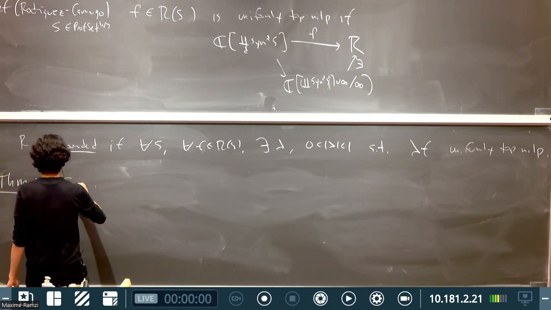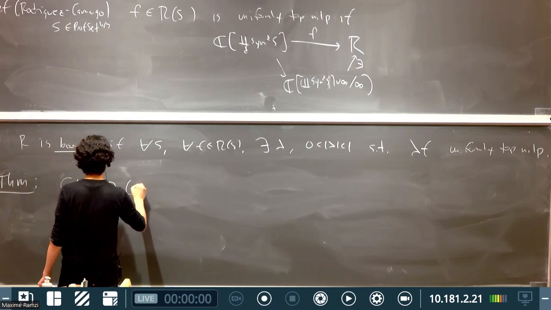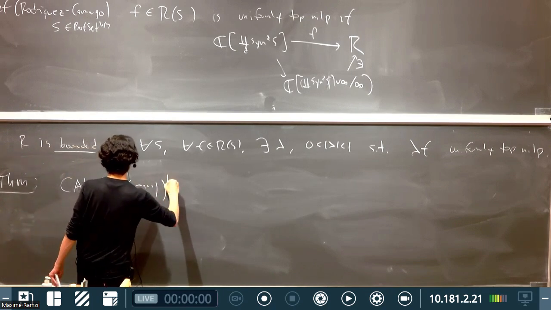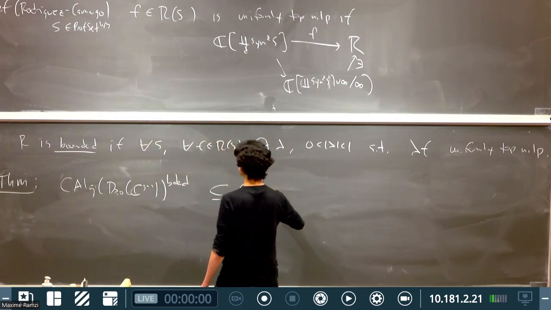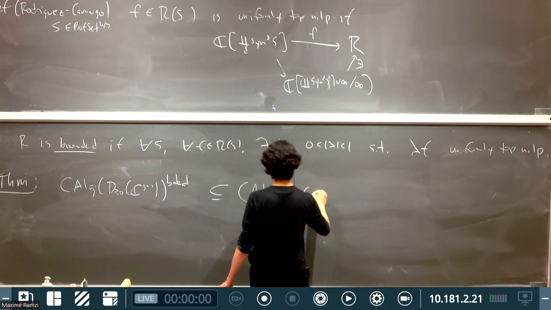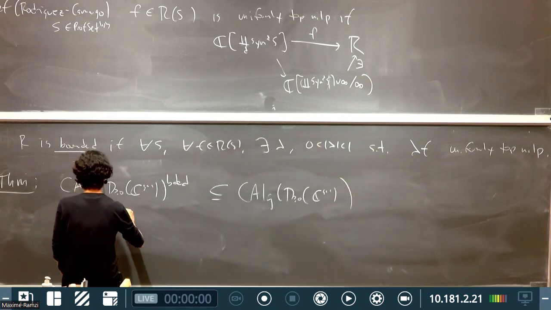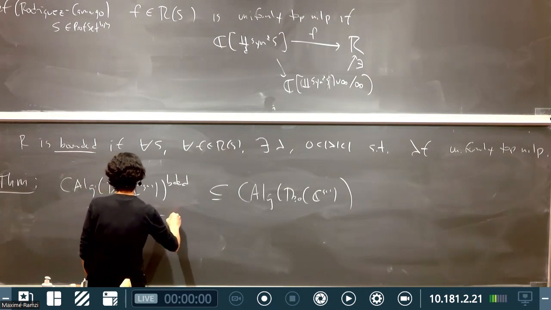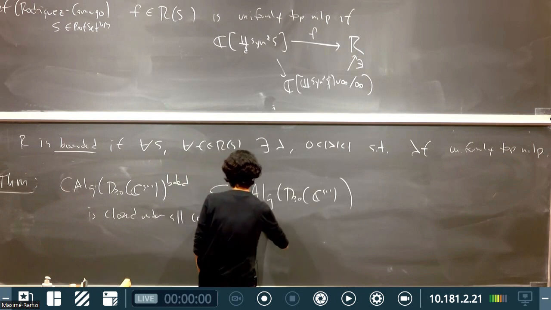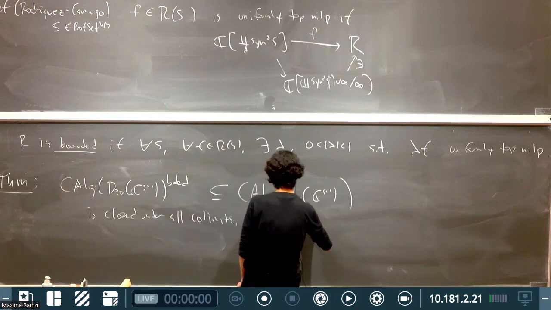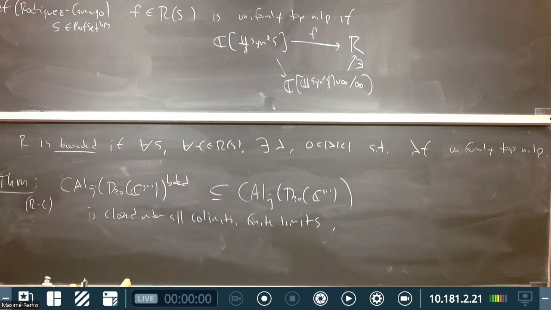So the category of C-algebras, d greater than or equal to 0, C gaseous bounded, so the ring satisfying this condition is closed under all colimits and finite limits. So this is, again, Rodriguez Camargo.